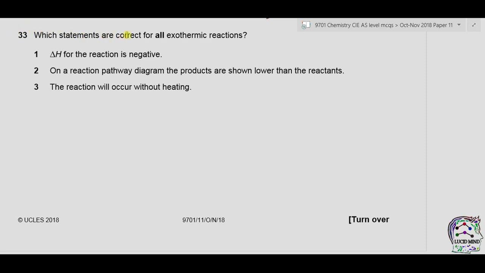Question 33. Which statements are correct for all exothermic reactions? Number 1. Enthalpy change for the reaction is negative. This is a true statement because in exothermic reaction, products have lower energy as compared to reactants. As enthalpy change is equal to energy of product minus energy of reactant, and product energy is less than reactant, it will always be negative.